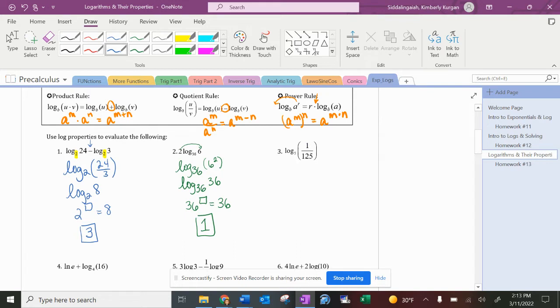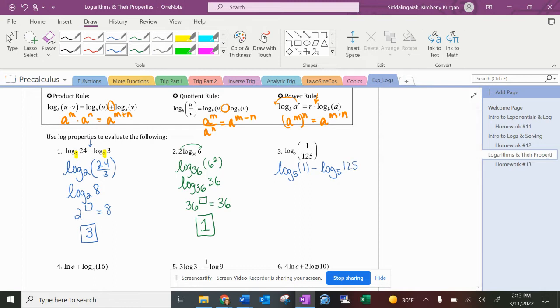So in class on Friday, we probably could have done number 3 a different way than what I'm about to show you. I want to really focus on these properties. I'm going to try to take apart this division. So I'm going to do that by doing log base 5 of 1 minus log base 5 of 125. So I just pulled that apart.